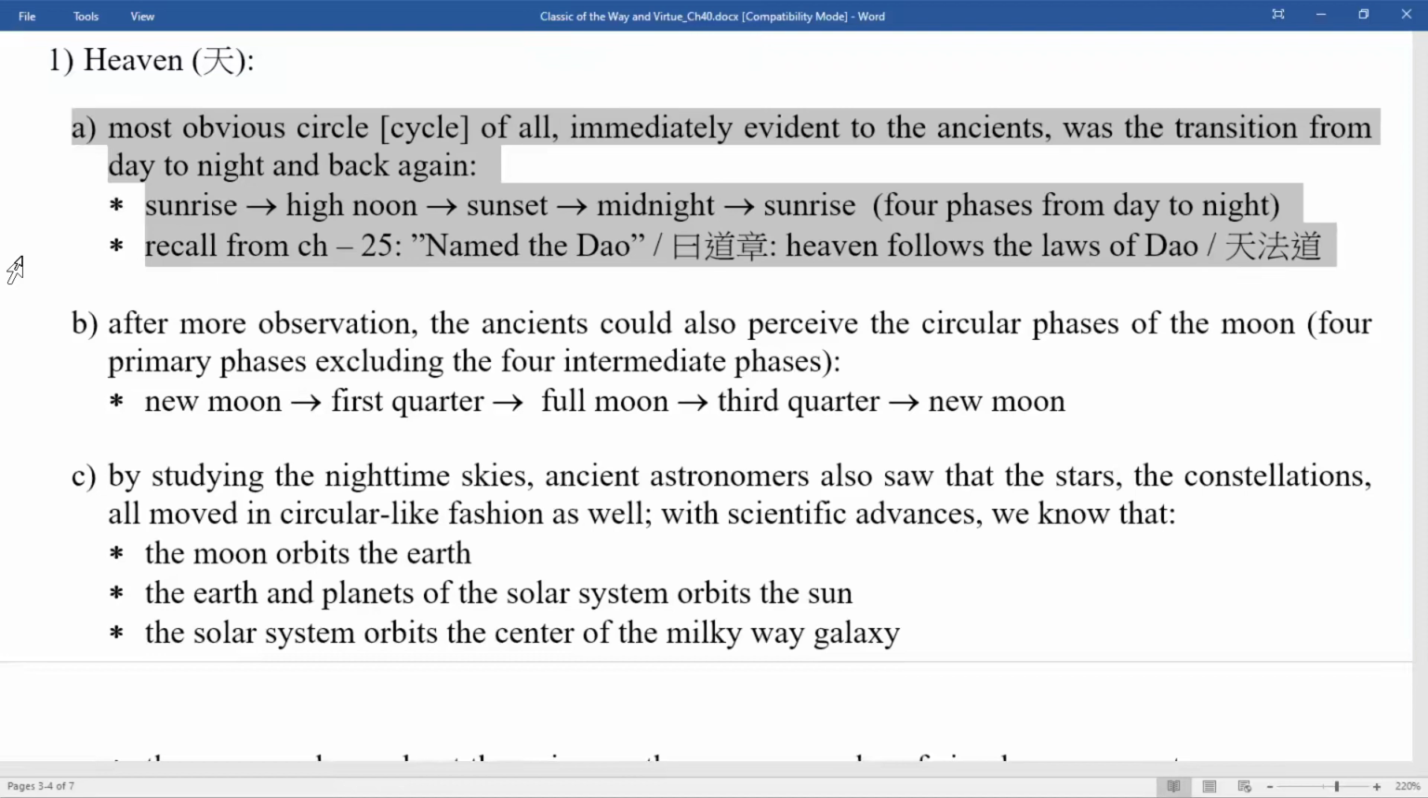Mid-morning, mid-afternoon, evening, and then late midnight, they call it early morning or something like that, right? But generally, these are the four broad phases.